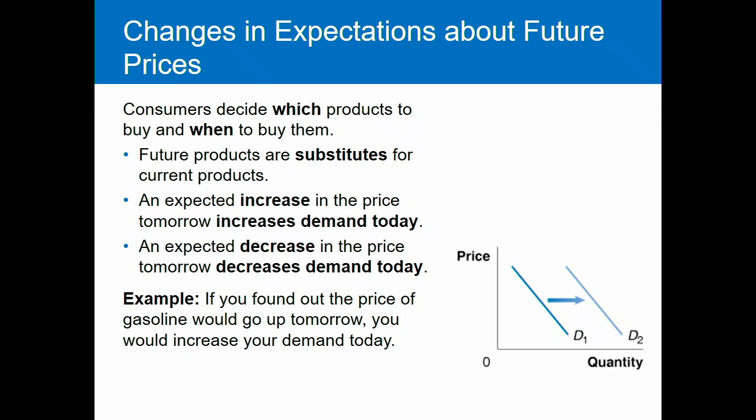Likewise, if you expect that there's going to be a decrease in the price tomorrow, demand is going to decrease today. If you know the price is going to drop, you'll just wait that extra day until the price drops and then purchase it. So if you find out the price of gas is going to go up tomorrow, you'll end up increasing your demand that day. You'll fill up today while it's still at the lower price instead of tomorrow. So what that's going to do is shift the demand curve to the right, increasing the demand for gasoline.